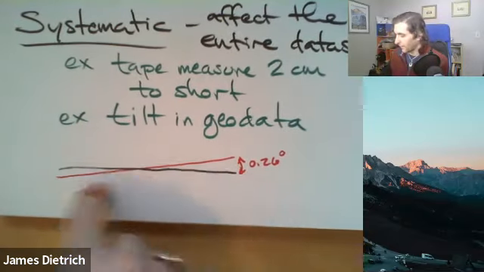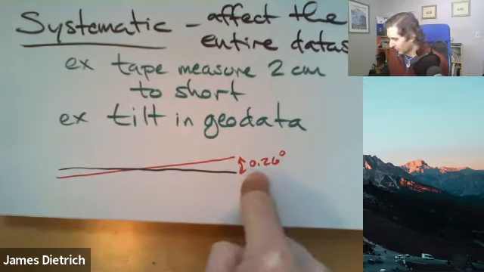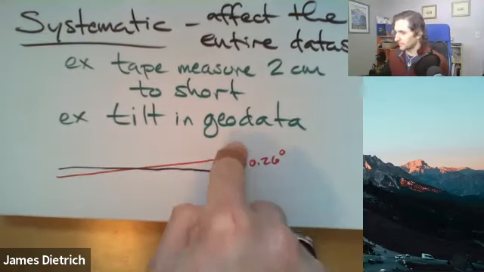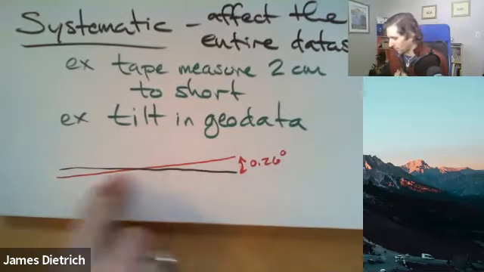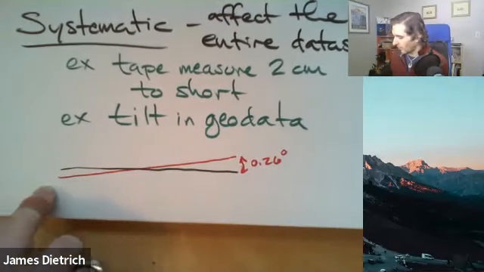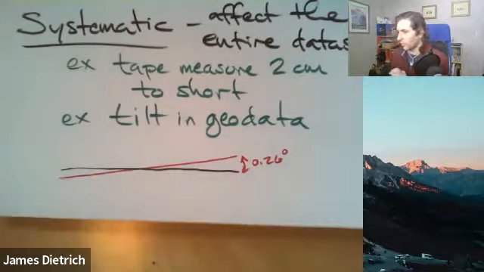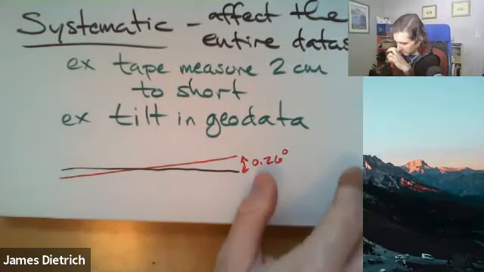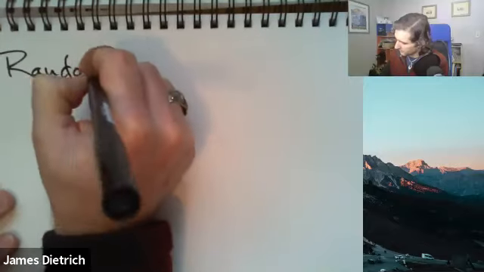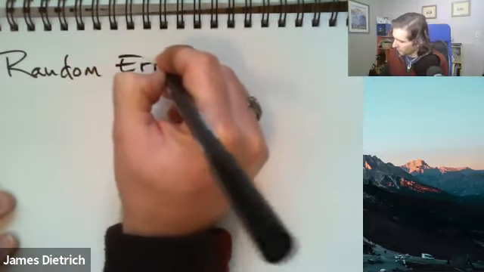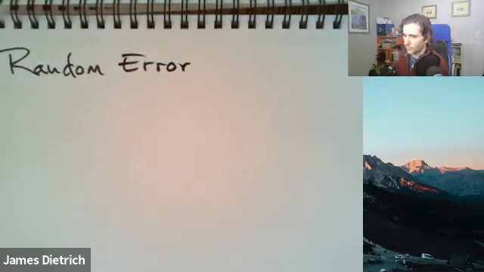Now, figuring out that something is tilted at 0.26 degrees is fairly difficult, but it can be done. But this is just an example of a data set that's affected by an error across all of the data points, not just individual data. And so the last type of error that we see is what we call random error.